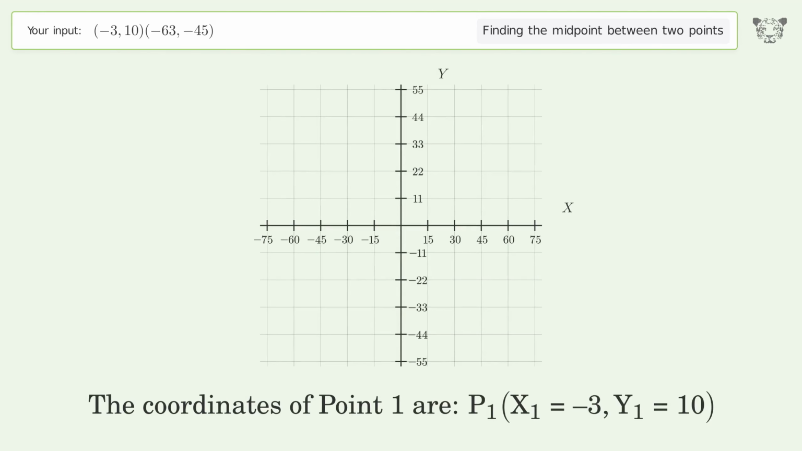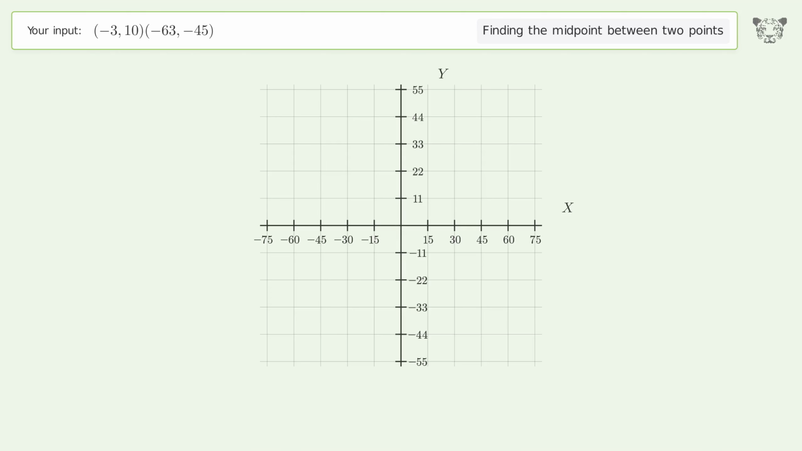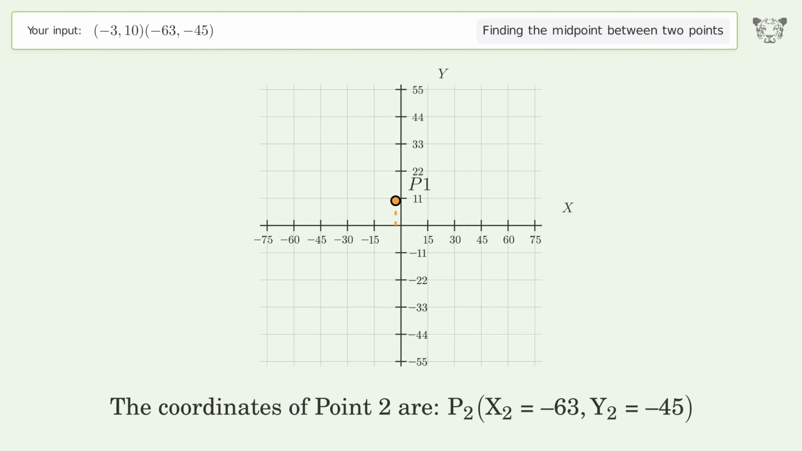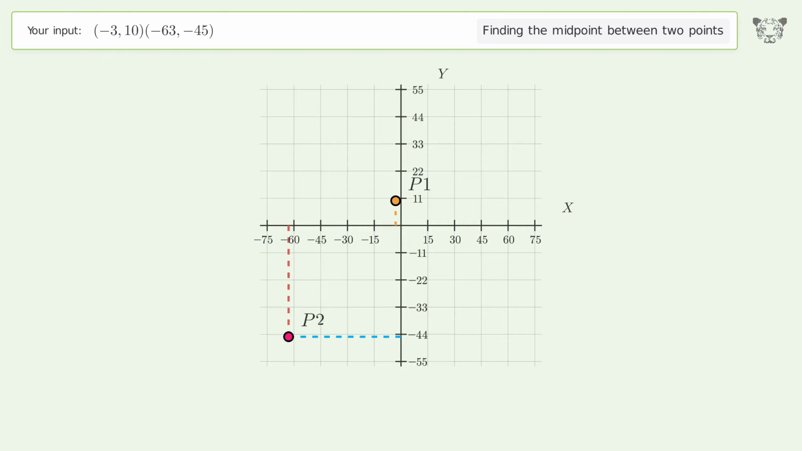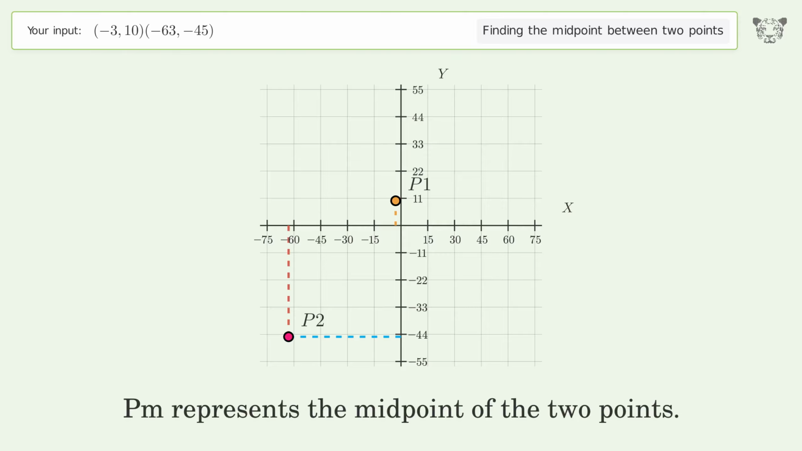The coordinates of point 1 are, x1 equals -3, y1 equals 10. The coordinates of point 2 are, x2 equals -63, y2 equals -45. PM represents the midpoint of the 2 points.